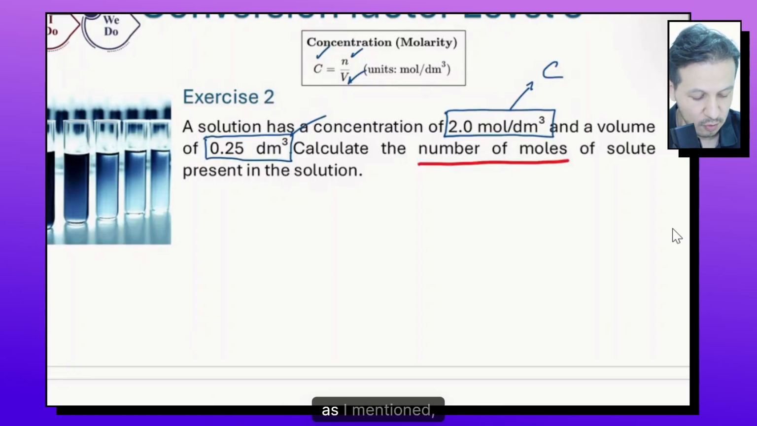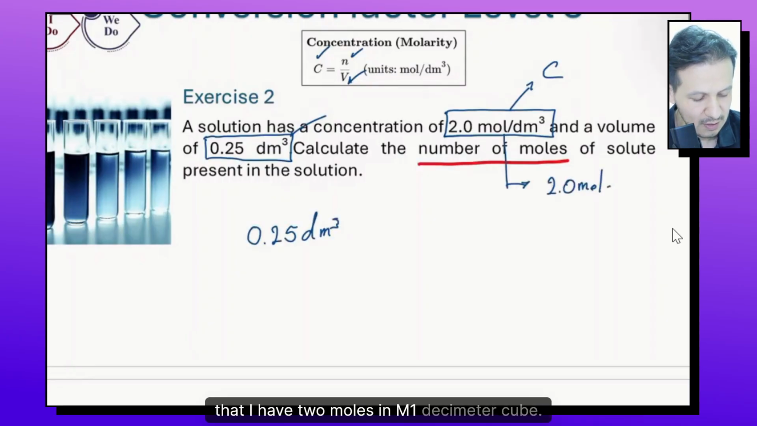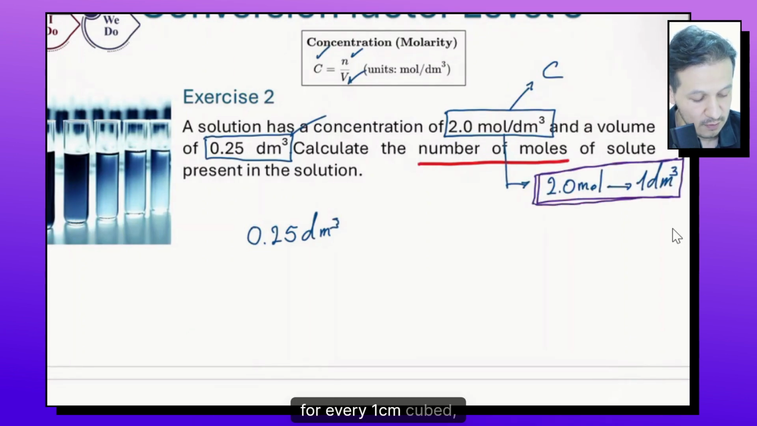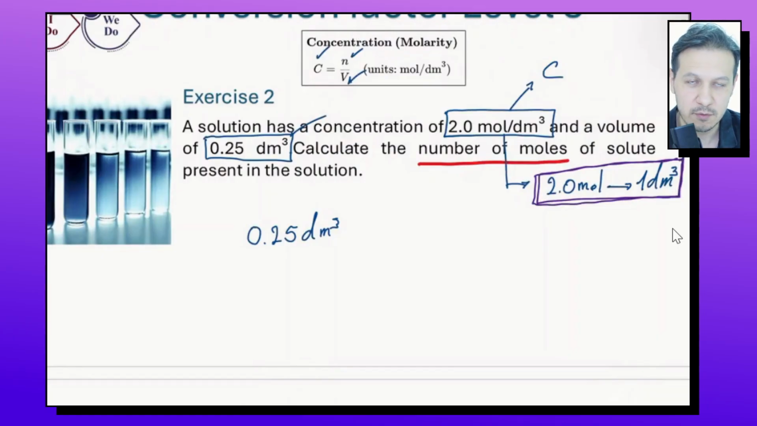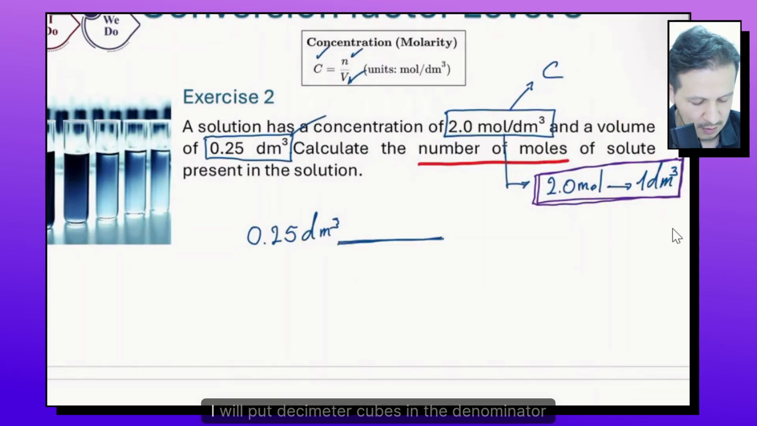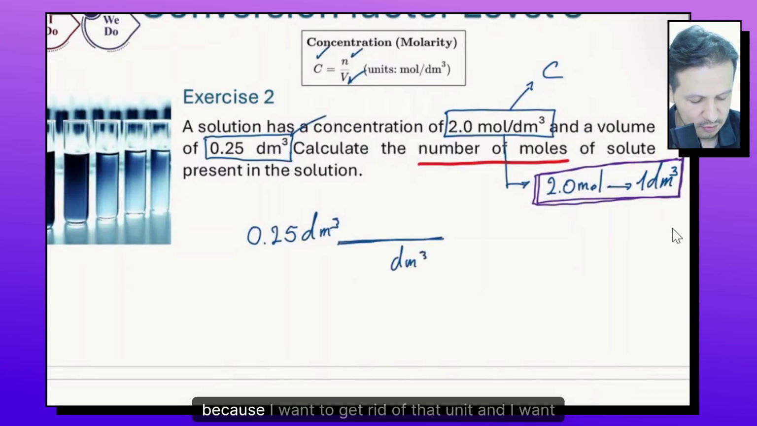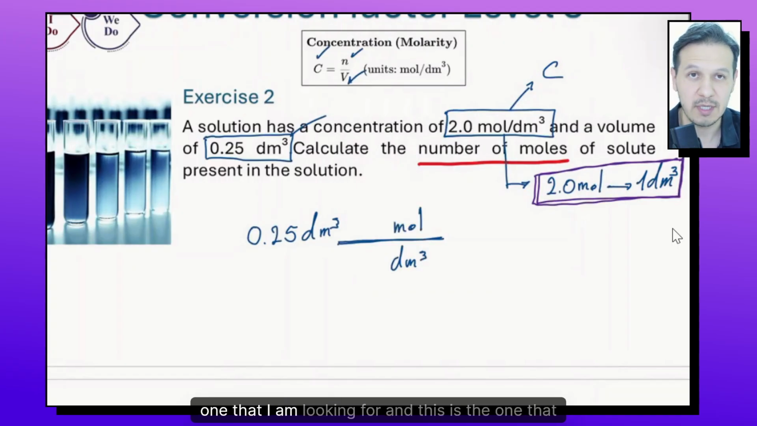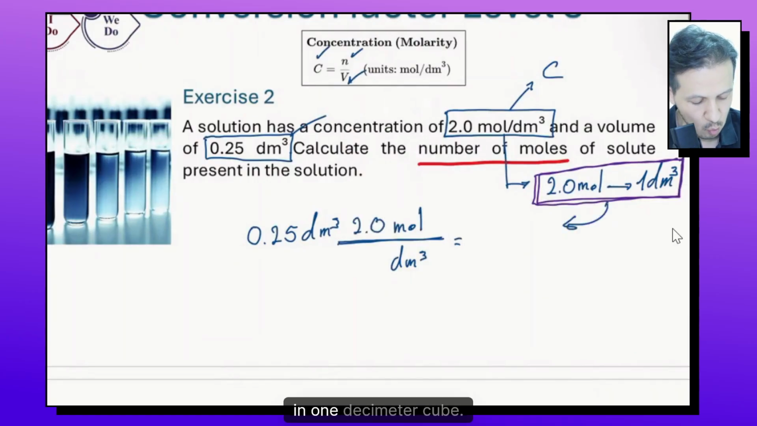I will start always, as I mentioned, with the given number, 0.25 decimeter cubed. I have 2 moles in 1 decimeter cubed. This is what the concentration is telling me. For every 1 decimeter cubed, I have only 2 moles of the substance. So how am I solving this? I will trace my line here. I will put decimeter cubed in the denominator because I want to get rid of that unit, and I want to put moles in the numerator because this is the one that I am looking for, and this is the one that I have in 1 decimeter cubed. Now I cancel decimeter cubed and my answer will be in moles. So let's solve it.